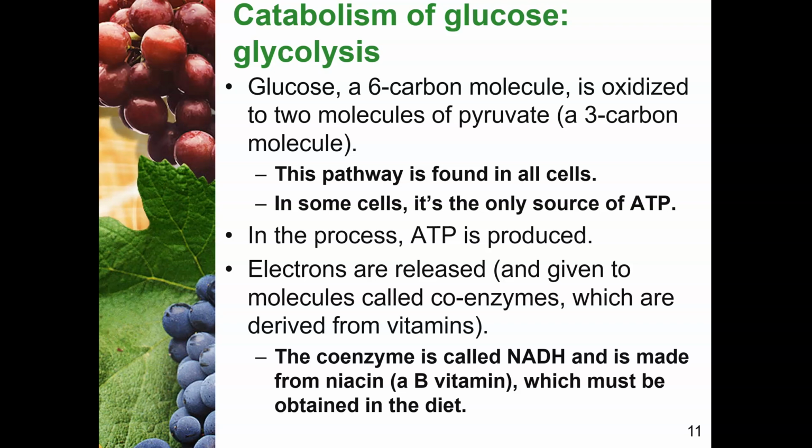Glycolysis is a pathway that's found in all cells, and in some cells it's the only source of ATP. So again, when you go from glucose to pyruvate, you get 2 ATPs, and some of the electrons and protons that are given up by the glucose are given to these coenzymes, and we get NADH as our product.